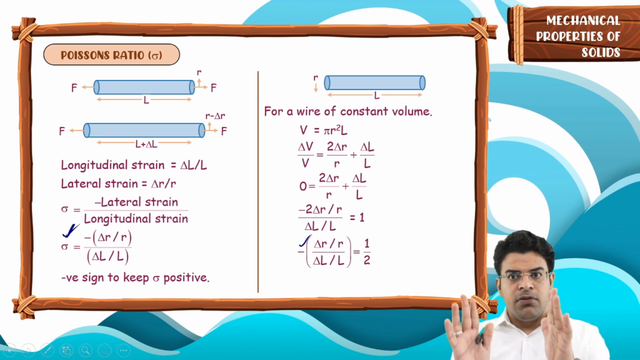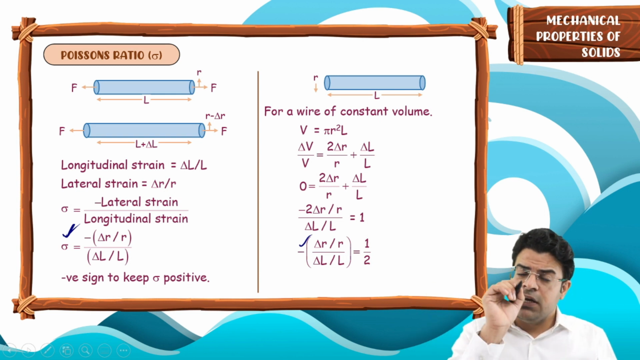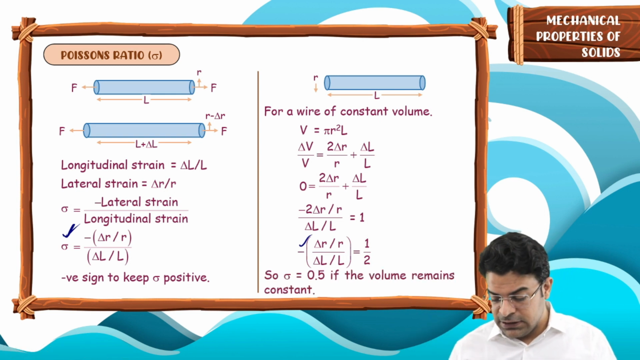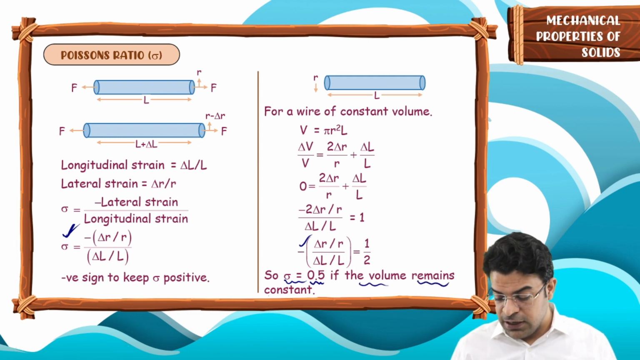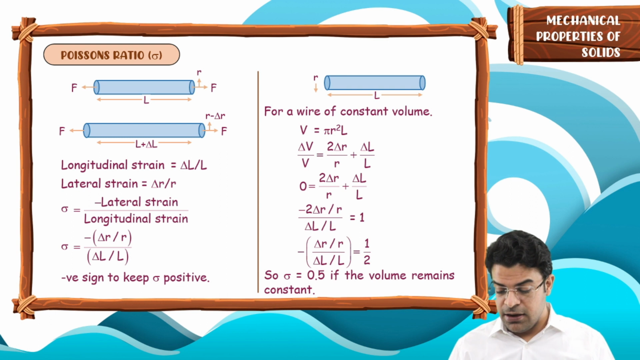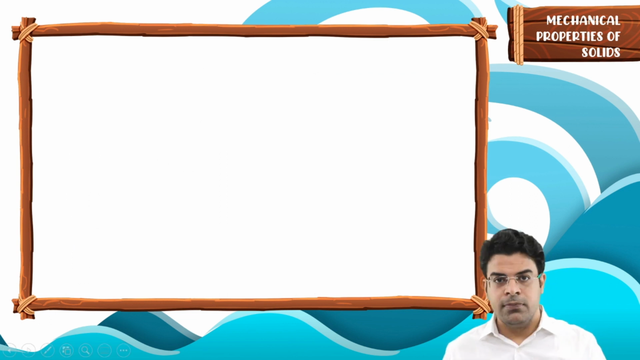So for a wire which elongates in such a way that its volume remains constant, we can say that the Poisson's ratio is half or 0.5. So this is an FAQ, you should remember it.